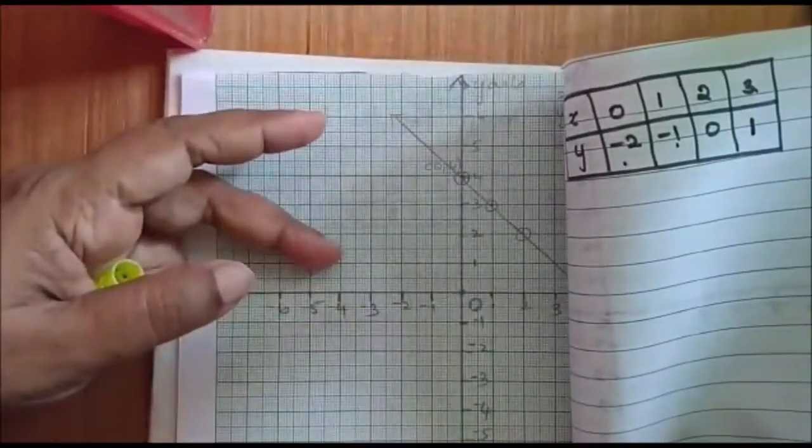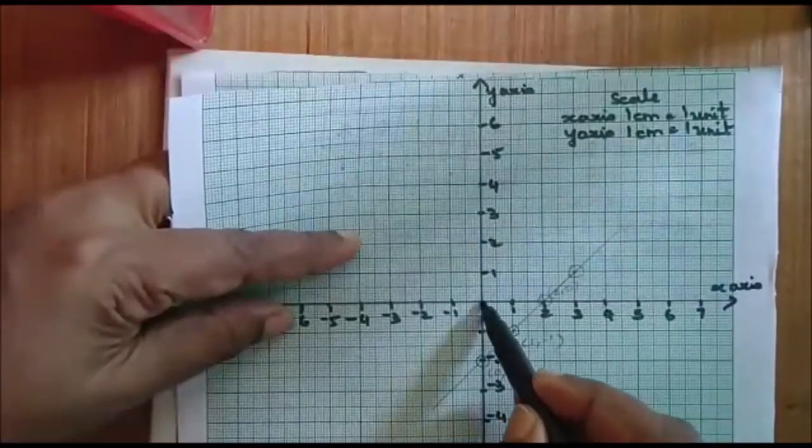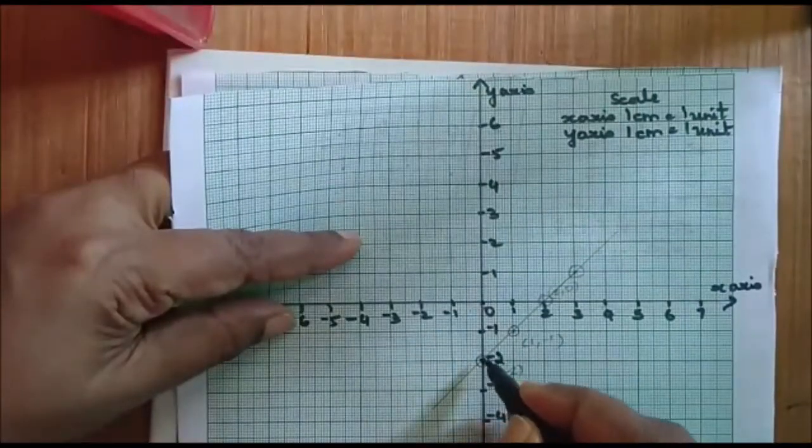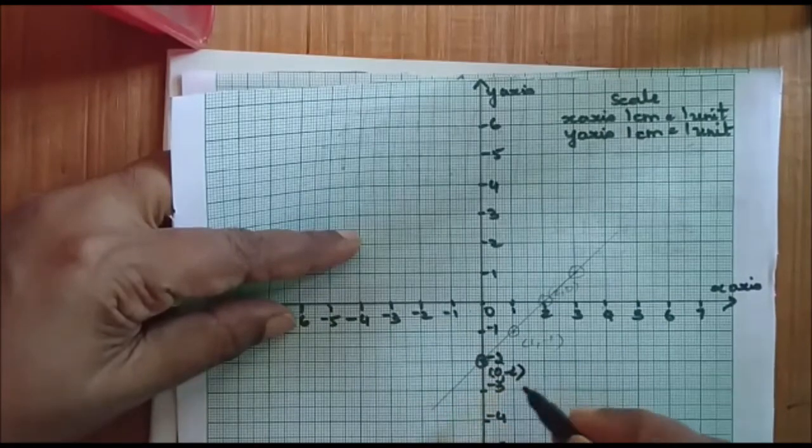The first point is 0 and minus 2. So if this is 0, minus 2 is the point here. So this is one point. I will write it as 0 comma minus 2.